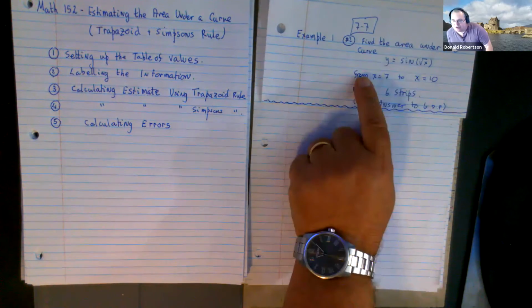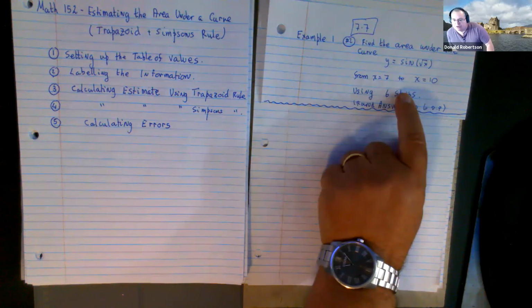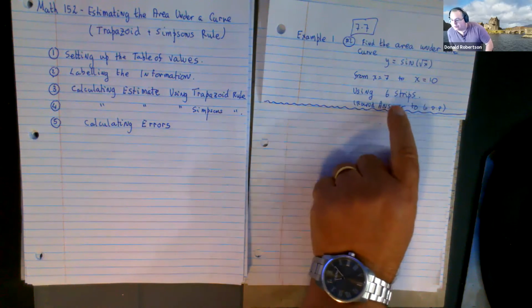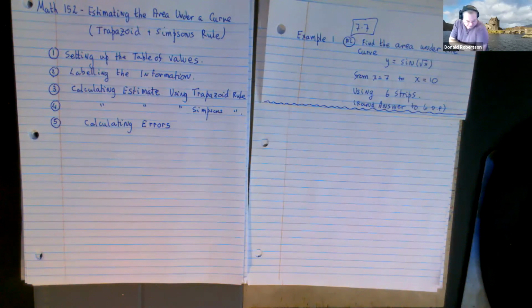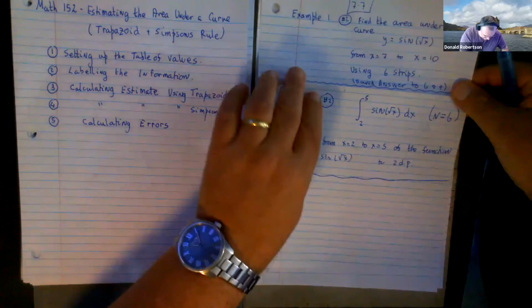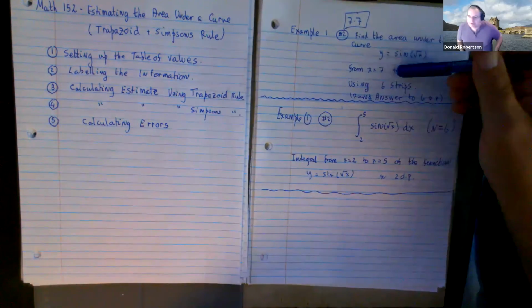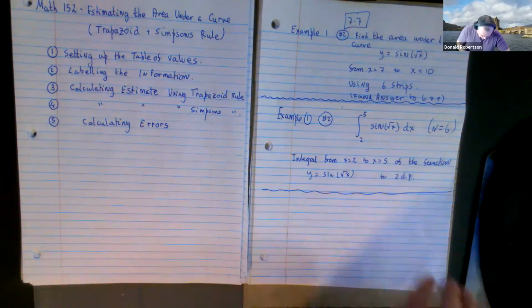So find the area of this curve from x equals 7 to x equals 10 and using 6 strips, and round off your answer to 6 decimal places. And we're going to change that quite a bit. Firstly, that's actually not the way the question is going to be written. You're going to see it like that.